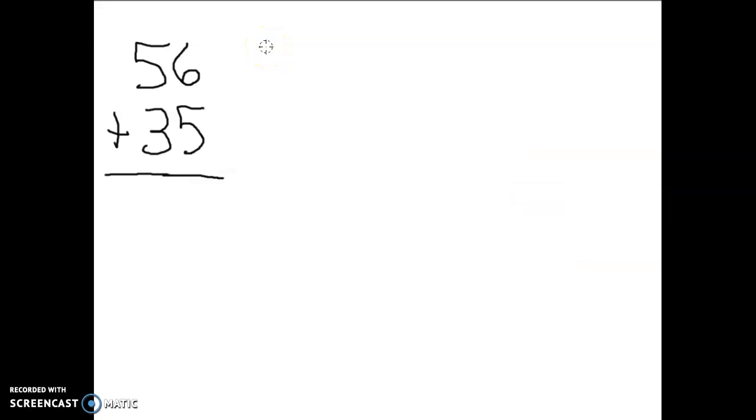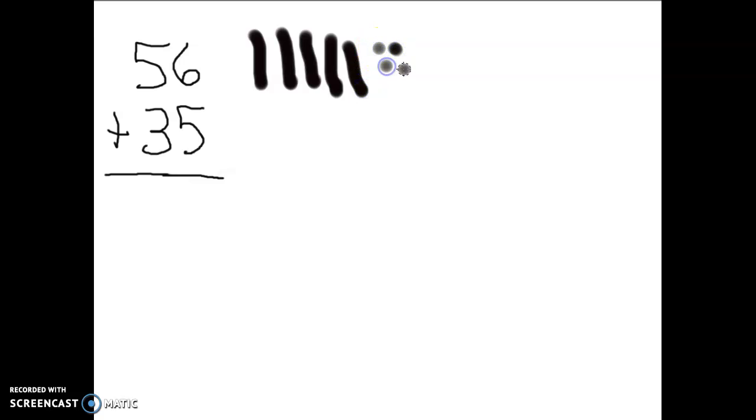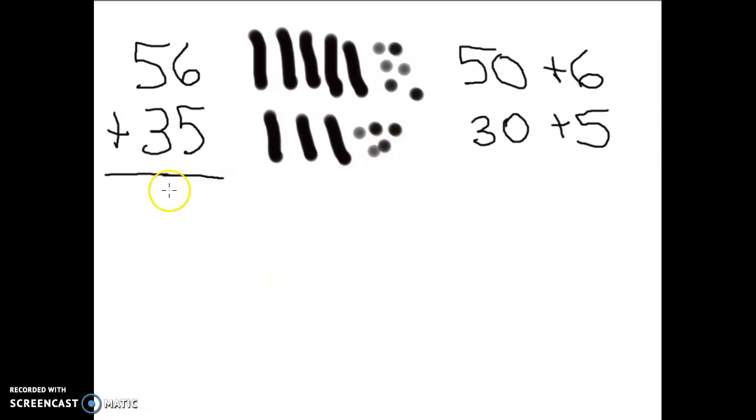So here's another team of book readers. If you don't have base 10 blocks, you can always draw your base 10 blocks in base 10 shorthand. I'm going to show 56 in 5 longs and 6 cubes. 1, 2, 3, 4, 5, 6. I'm going to show 35 in 3 longs and 5 cubes. If I want to show these base 10 blocks in expanded form, 56 is 50 plus 6, and 35 would be 30 plus 5. 3 longs is 30, 5 cubes is 5.